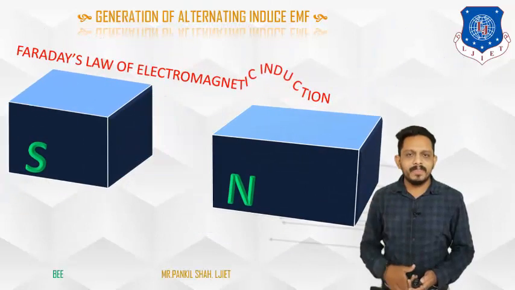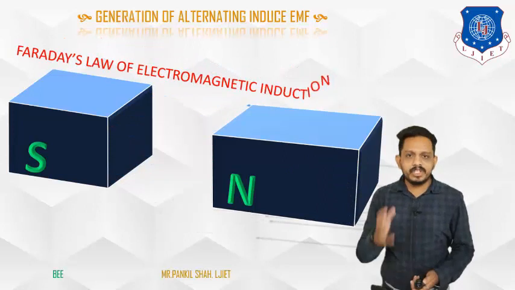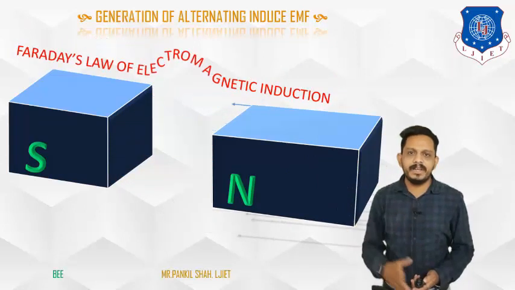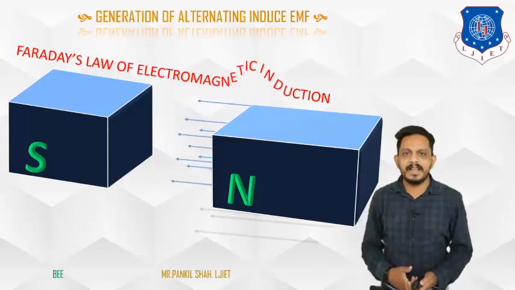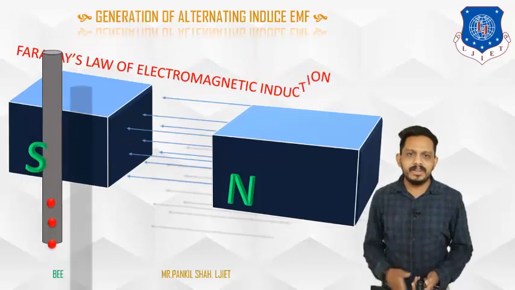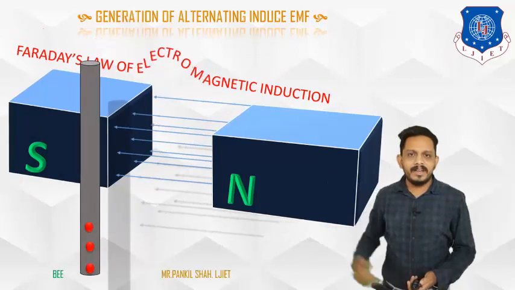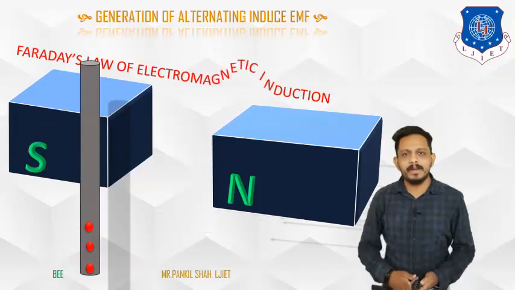First parameter is we must have magnetic poles, N pole and S pole, which creates a magnetic flux within it. The lines you can see here, arrows, are the magnetic flux lines, or you can say magnetic field lines. Second parameter you must need is a conductor. Here this is a conductor which is going to be placed inside this magnetic field.